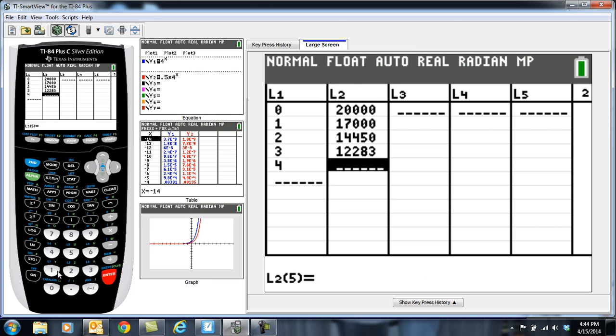$12,282.50, and then 10,440. And you see that my calculator took the one with the decimal and it rounded it up to the next highest thing. It's because there's not enough room for that number, so they went ahead and rounded it up. It's fine, it's not a big deal. So we're going to set our window on our table based on what's in that graph.